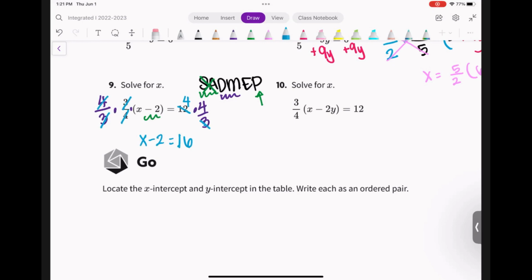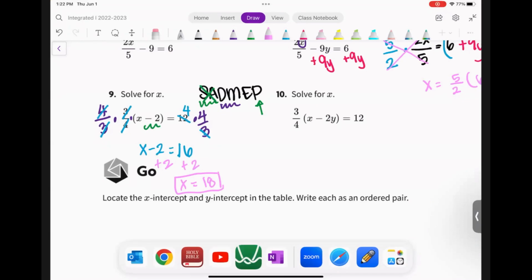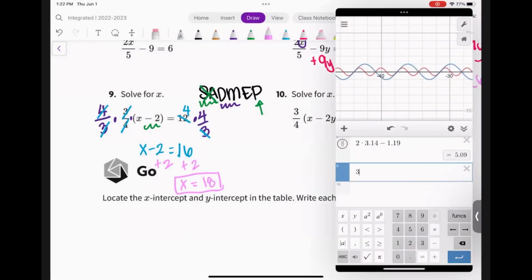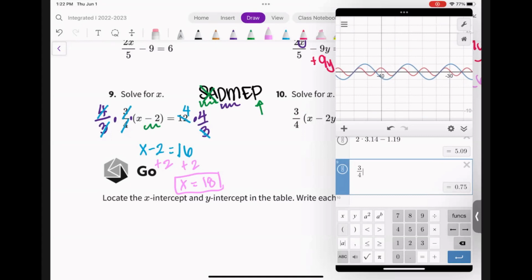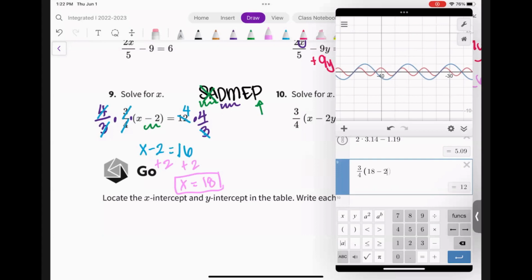Okay, and then last but not least, you would just finish off by adding 2 to both sides, which I'm sure everybody's all comfortable with. So my answer is, dun dun dun dun, x equals 18. And then I would take my handy dandy Desmos calculator and check my answer. So I would go 3/4 parentheses 18 minus 2. I hope it says 12, and it does.